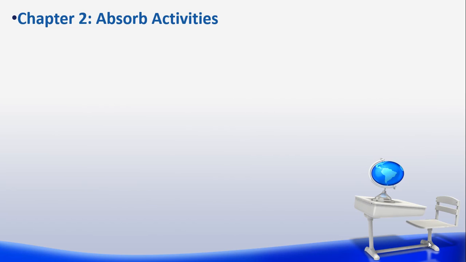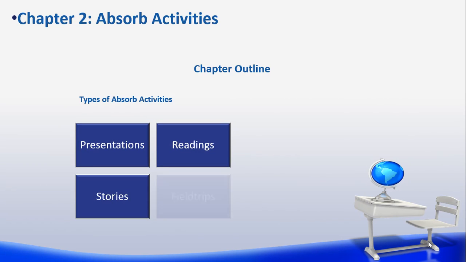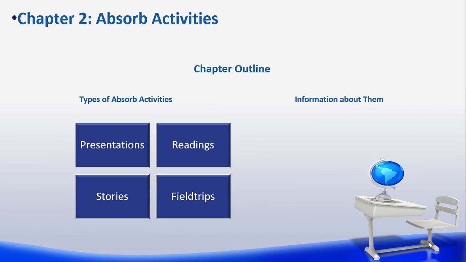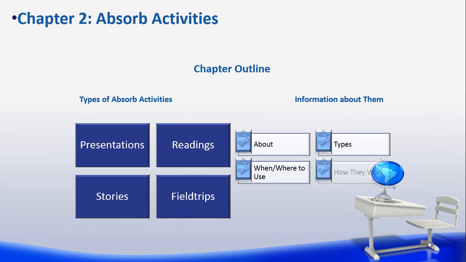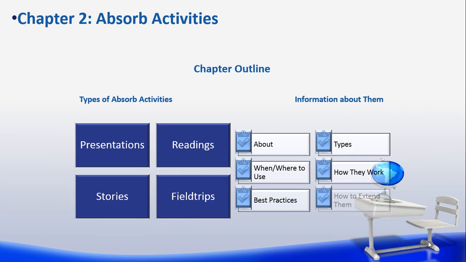When you look at Chapter 2, Observe Activities, you'll read about all the different types of observe activities that Horton recommends, and they are presentations, reading, stories, and field trips. And about each of them, you learn about the actual type, subtypes of the particular type, when and where to use, how they work, best practices, how to extend them. So you'll get a lot of information about each of these different types of observe activities.